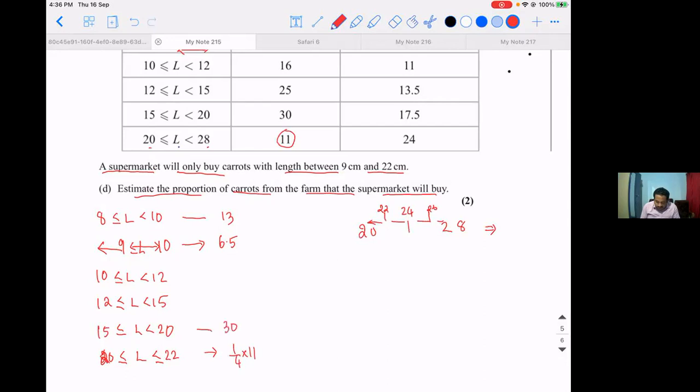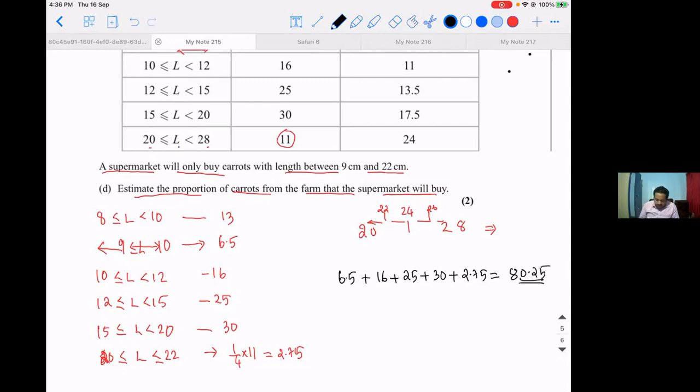So this is 30, this is 25, this is 16. So 1/4 of 11 means that is 2.75. 1/4 of 11 is 2.75. I hope you got the logic behind it. So calculate 6.5 plus 16 plus 25 plus 30 plus 2.75. So that is going to be 80.25.